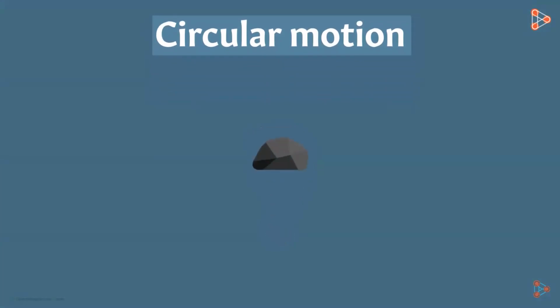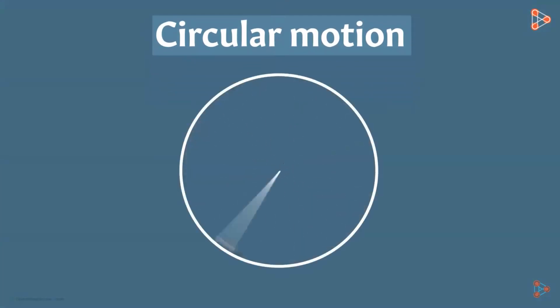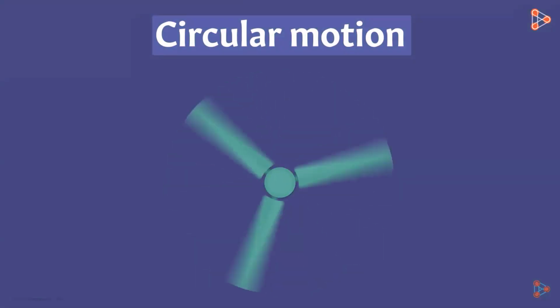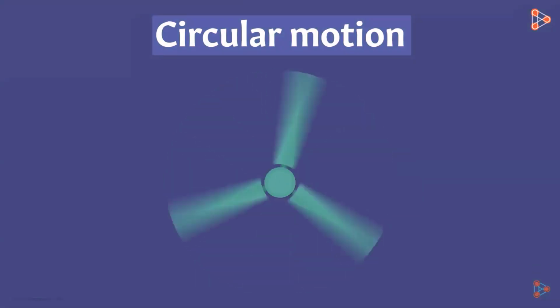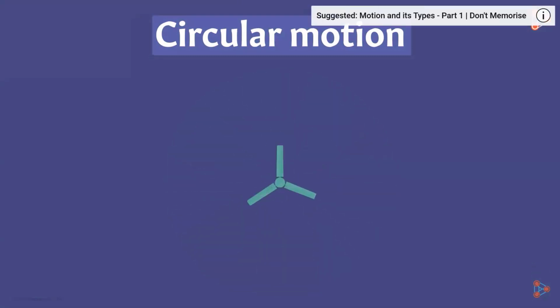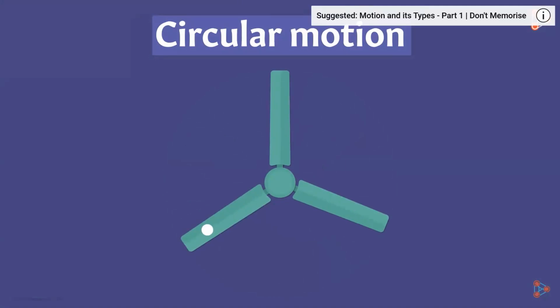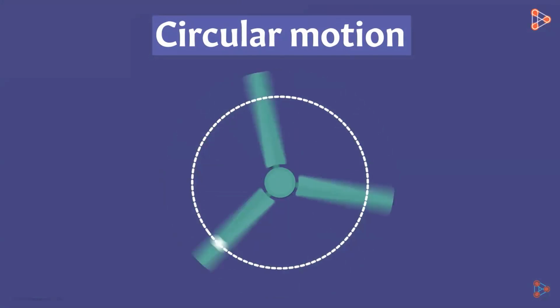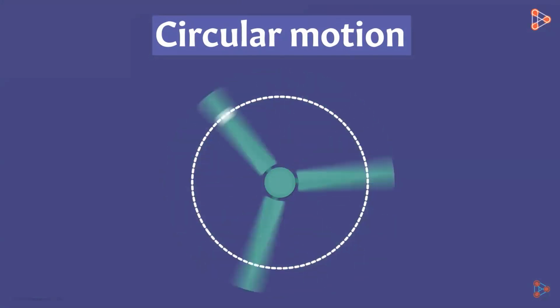Take a small object and tie it to one end of a rope. Take the other end of the rope in your hand and whirl it around in circles. You see that the object is performing circular motion. Notice that the distance of the stone from your hand is always the same. What about the moving fan? Is it also undergoing circular motion? First, let's only consider the motion of a point on one of its blades. If we switch on the fan, we will see the point moving in circles. So we can say that the blades of the fan are also undergoing circular motion.